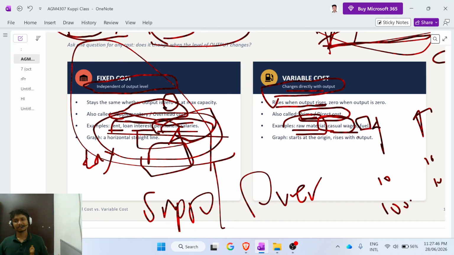For example, in my hotel I offer free delivery. If I open the hotel, sometimes I will get many orders, therefore I have to spend a lot of fuel for free delivery. But if I close the hotel, I don't need to spend my fuel. I don't need to pay money for fuel. That is variable cost.